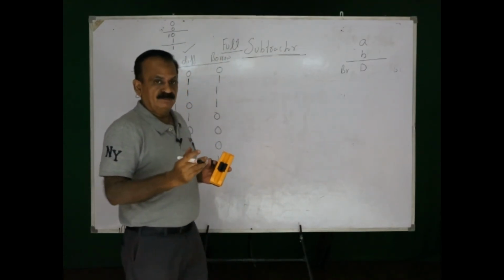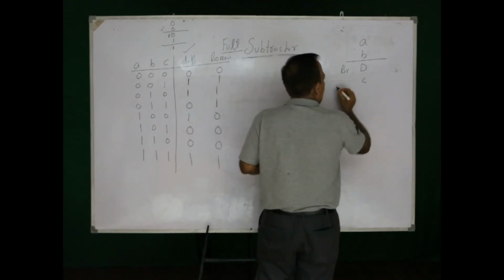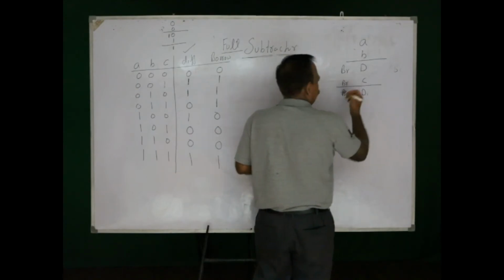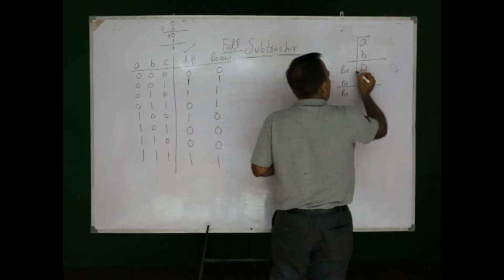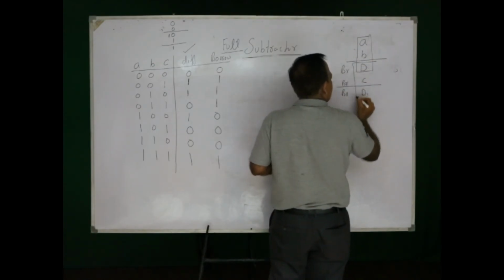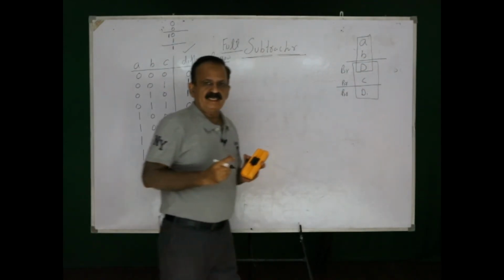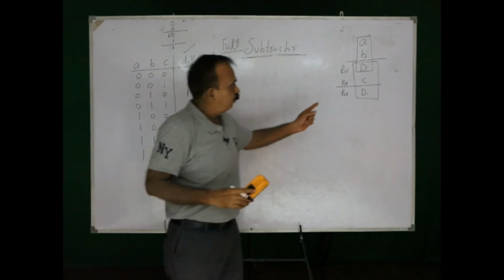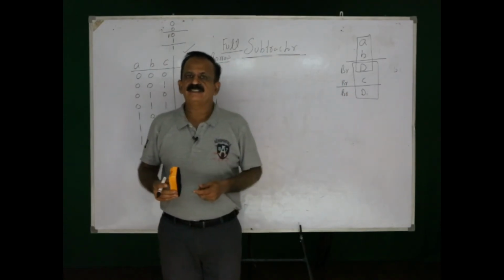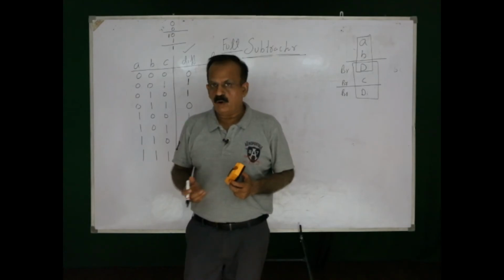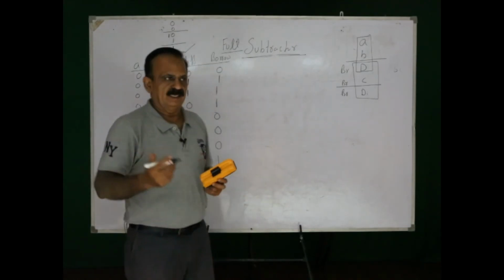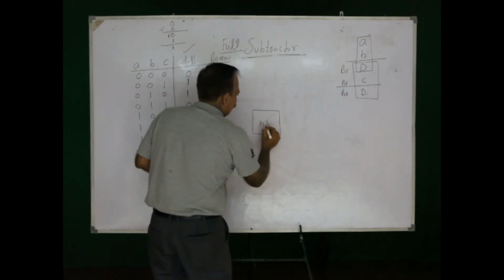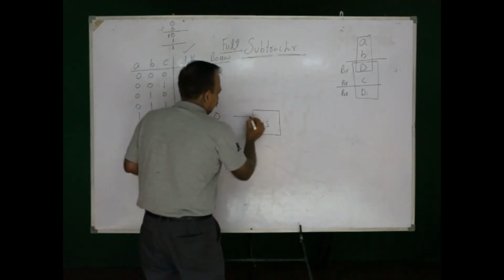Now the third term will be subtracted from this difference, and I will get a final difference, and there can be a borrow from this also. Now one half subtractor is this one, another half subtractor is this one. That means I can use two half subtractors to perform this full subtractor operation, and the borrow can be from the first stage or from the second stage, so I will be using an OR gate for this.